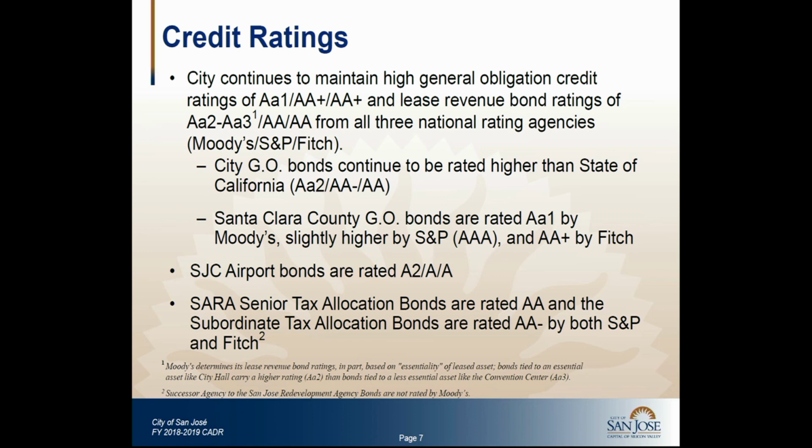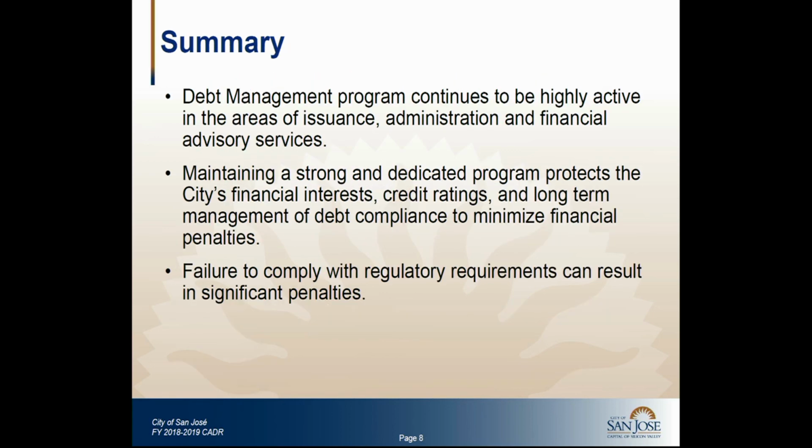The airport bonds are rated at A2 and A, and we just got an upgrade from Fitch in September of this year to take us from A- to A, so that was a recent improvement. Our SARA senior tax allocation bonds are rated AA, and the subordinate tax allocation bonds are rated AA- for both S&P and Fitch. And Julie will summarize.